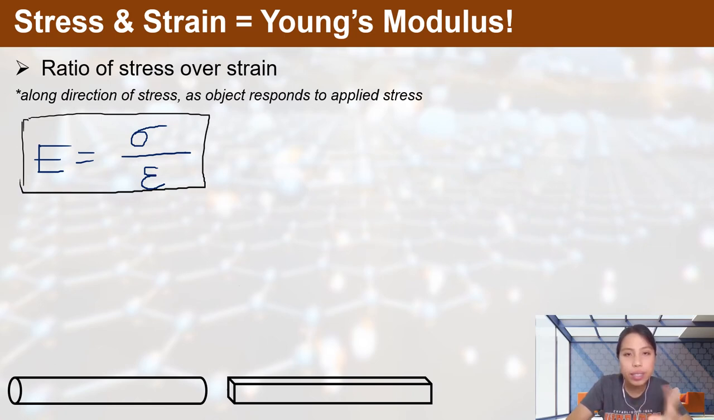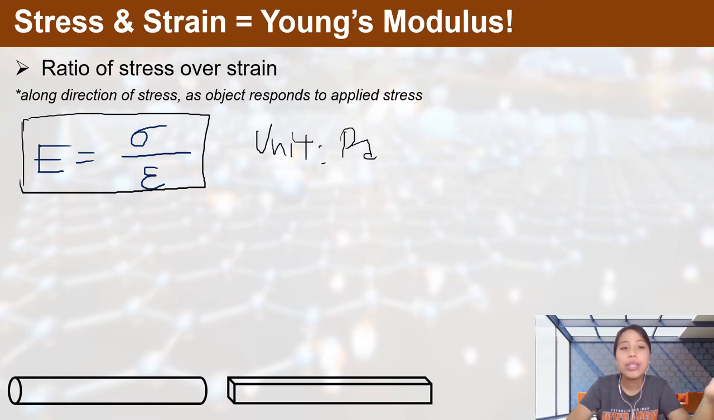What's the unit of this thing? Well, the unit will be stress divided by strain. Stress, we said, was Pascal. Divide by strain. Strain, no unit. So this is just Pascal. So then, Young's modulus has the same units as stress. It's just Pascals, or if you want to use Newton per meter square.